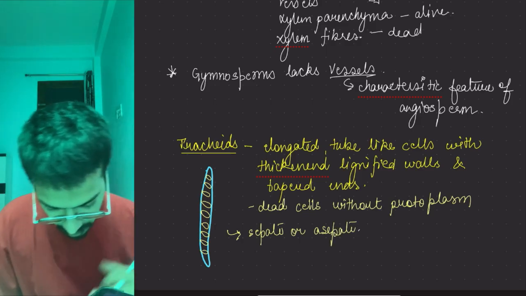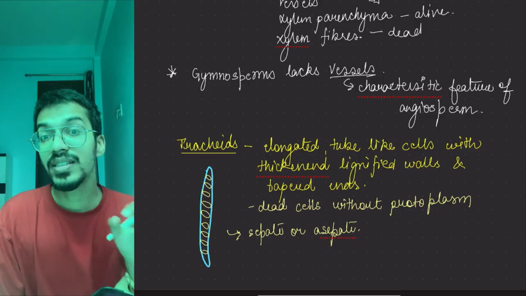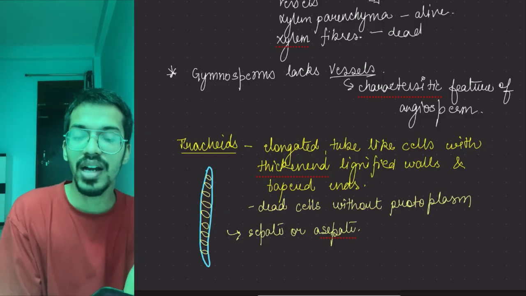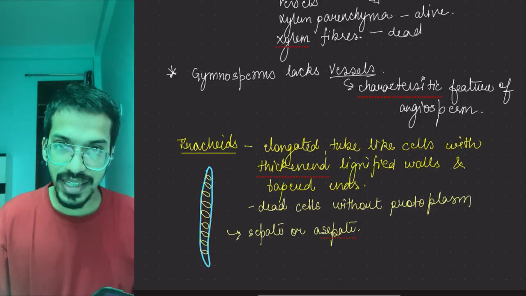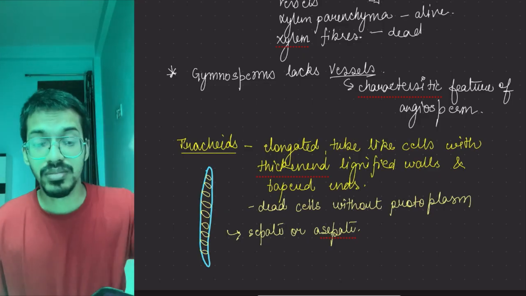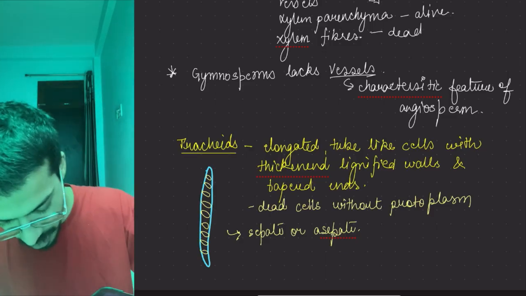Moving on to the next thing. In the flowering plants, these and the vessels are the main conducting elements present inside your plant body, the angiospermic body.